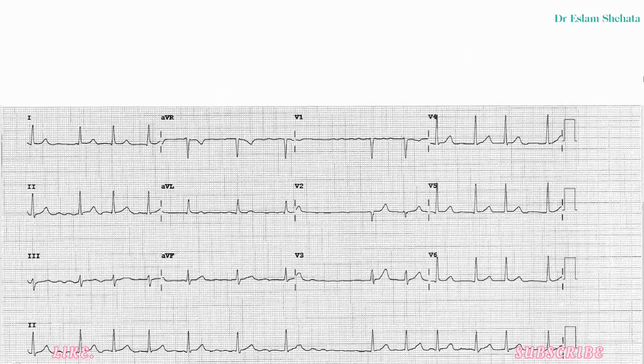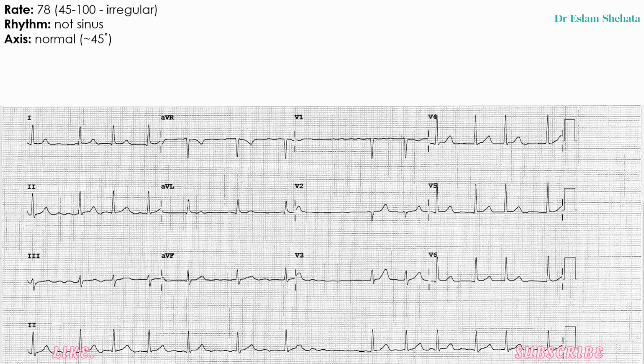Alright, here's another one, so I'll get you to pause it and then I'll describe it. Alright, so the rate is 78, it's irregular, 45 to 100 is the range of heart rates that we're seeing here. It's not sinus rhythm, there are no P waves, so definitely can't be sinus rhythm.